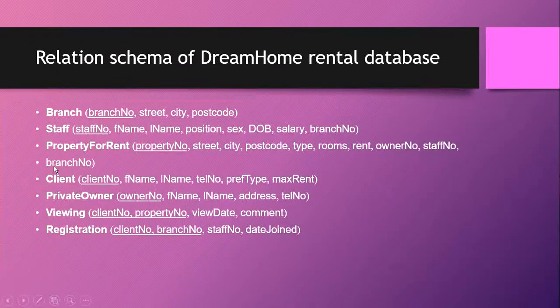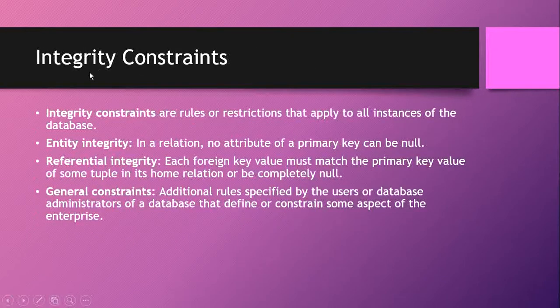Here you can see the relational schema of all those tables. Like here we have the schema for branch, and it has branch number, street, city and postcode as attributes or columns. The field that is underlined is the primary key for that table, and in this way we define the schema of our tables. Next we have integrity constraints.